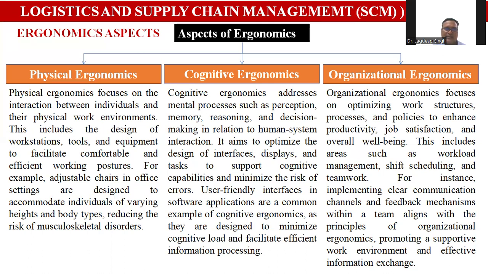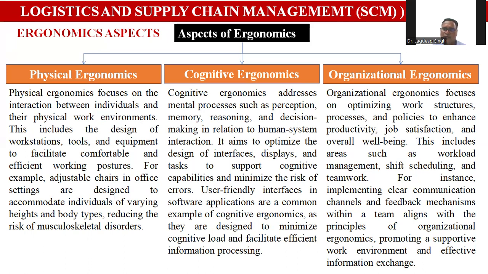Cognitive ergonomics addresses mental processes such as perception, memory, reasoning, and decision making in relation to human system interactions. It aims to optimize the design of interfaces, displays, and tasks to support cognitive capabilities and minimize the risk of errors. User-friendly interfaces in software applications are a common example of cognitive ergonomics, as they are designed to minimize cognitive load and facilitate efficient information processing.